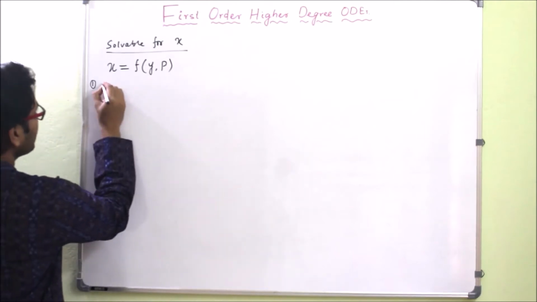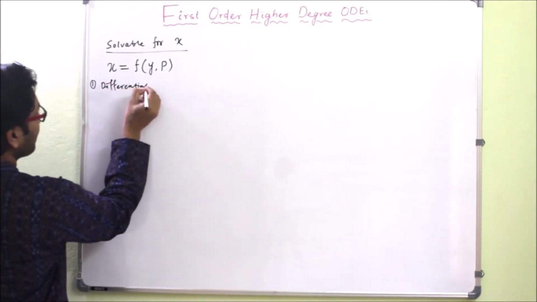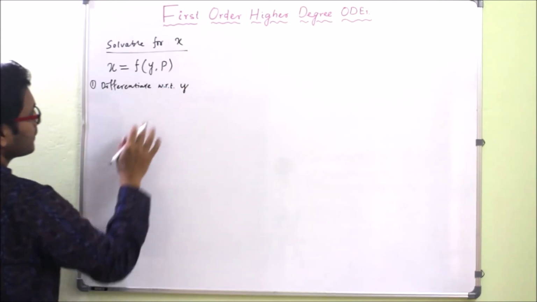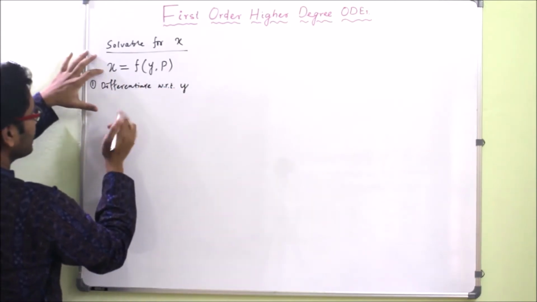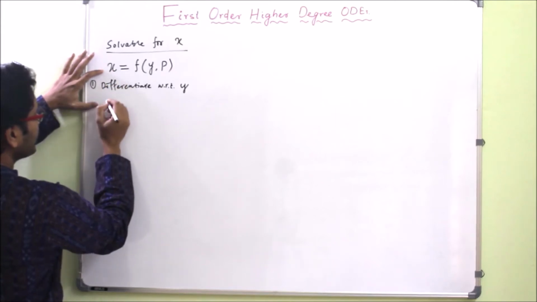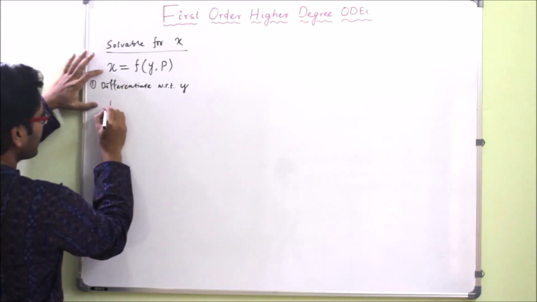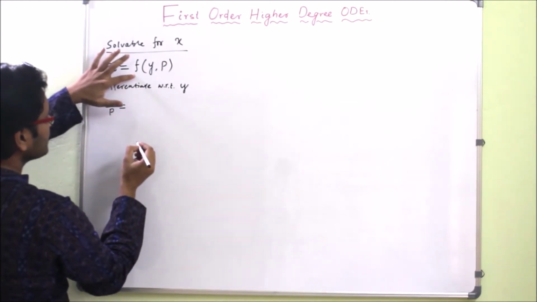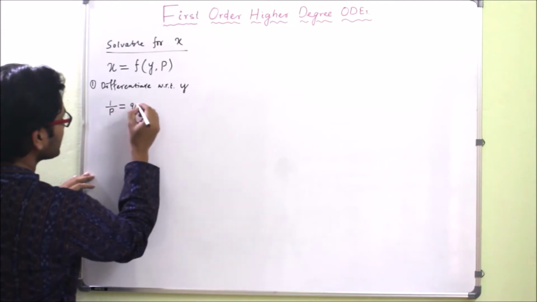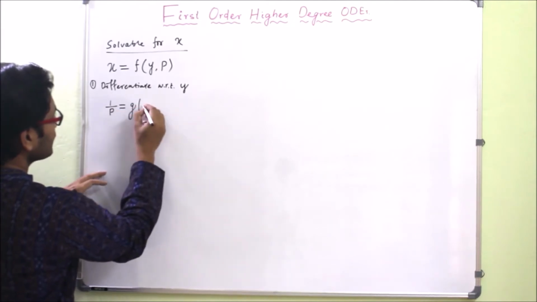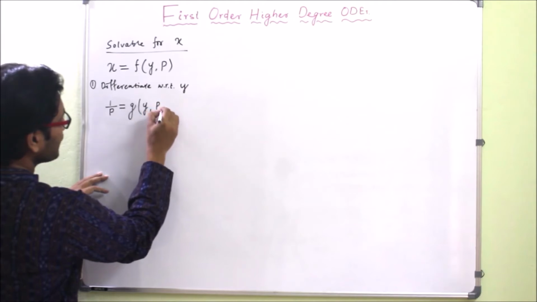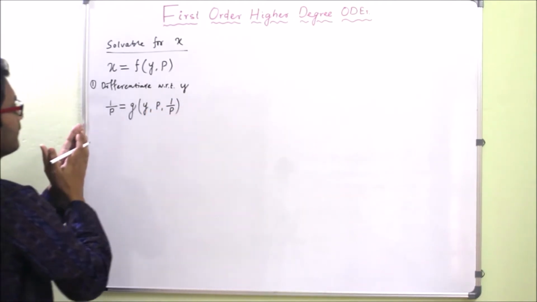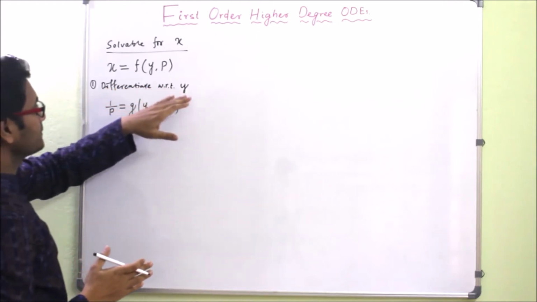The first thing is to differentiate with respect to y. If we differentiate with respect to y, it will be dx by dy, and dx by dy equals 1 by p. Now the right side will be another function of y comma p comma 1 by p, because we are taking the derivative with respect to y.